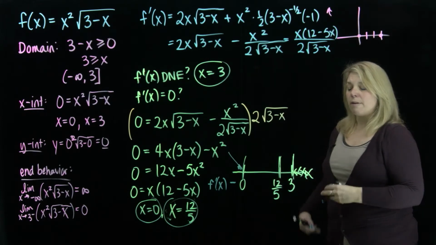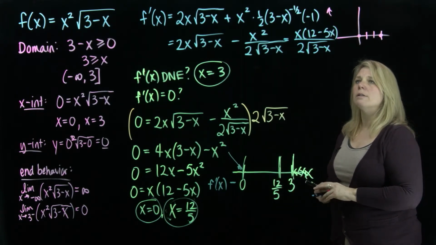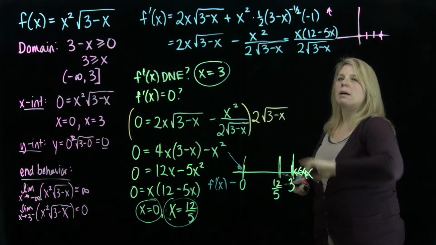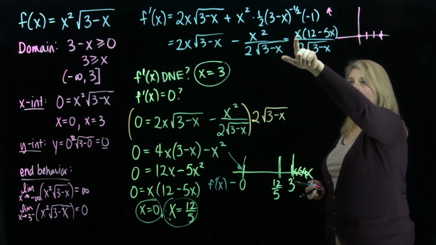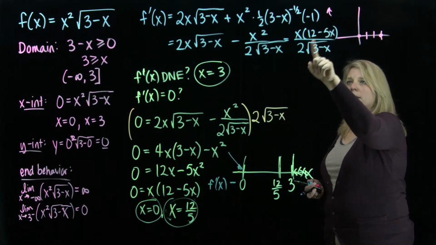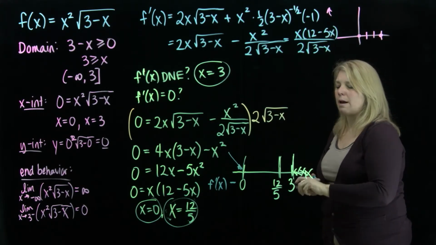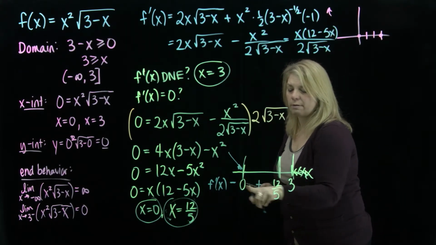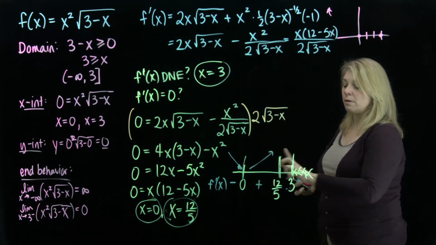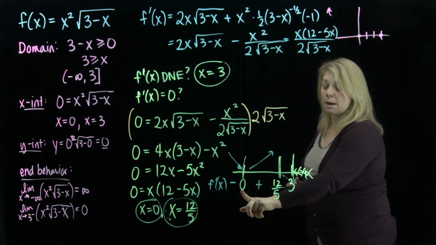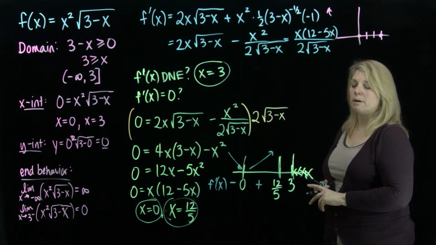Between 0 and 12/5, say at x equals 1 or something like that, we want to think about the signs here. So at x equals 1, I'll have a positive and a positive. So everything there will be positive. That first derivative is positive. That tells you the function is increasing on that interval. So that tells us a little bit about what type of critical point this is here at x equals 0.